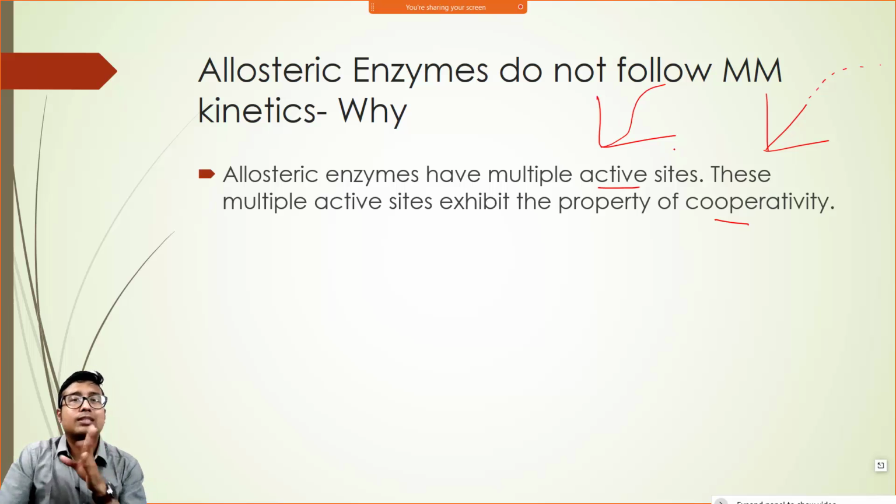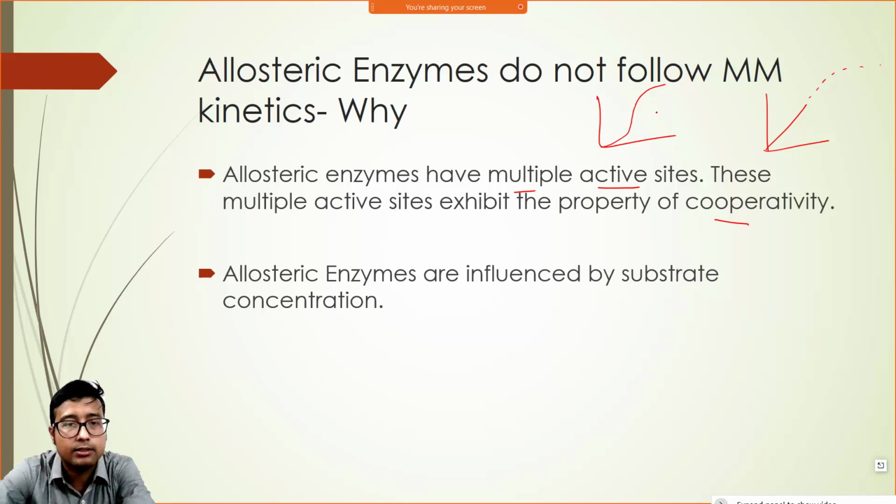Very important. Also the same phenomenon of cooperativity you have already studied in case of hemoglobin, right? In case of hemoglobin, binding of one oxygen facilitates binding of more molecules of oxygen till all the 4 oxygen binding capacity are saturated. So this is point number 1. Multiple active site, that leads to the property of cooperativity, and that leads to sigmoid curve. You need to mention all these 3, right? So this is point number 1. Why allosteric enzymes cannot follow Michaelis Menten kinetics.